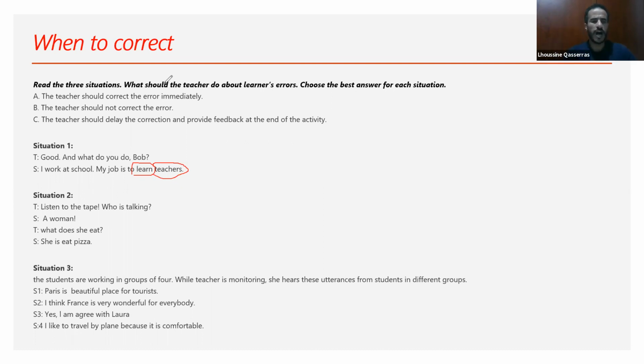Listen to the tape. Who is talking? Students: a woman. What does she eat? Teacher: she eats pizza. Is the message clear or not? Is there breakdown of communication? Thank you, Anas. Fatima Zahra. The message is clear. It's comprehension. I, as a teacher, understood that my learner got the answer because I'm not teaching grammar. I'm not interested in grammar. There is another lesson for grammar, but my objective is listening comprehension. I want to understand that my learners understand.